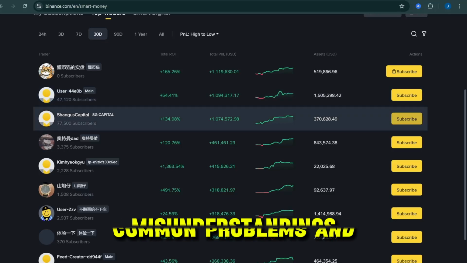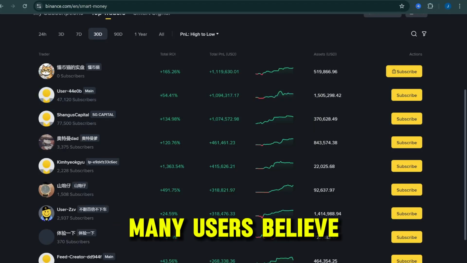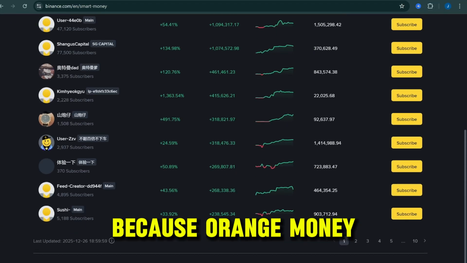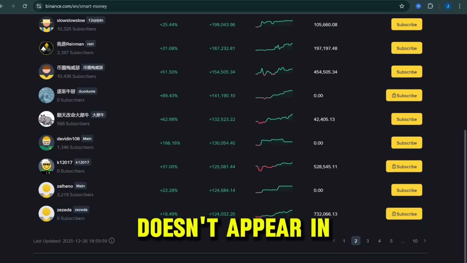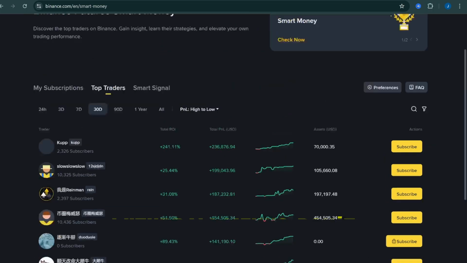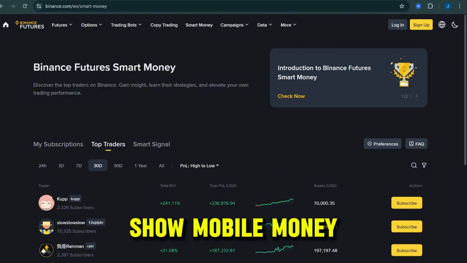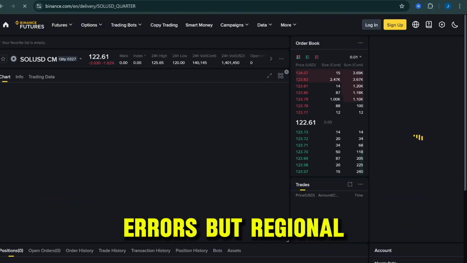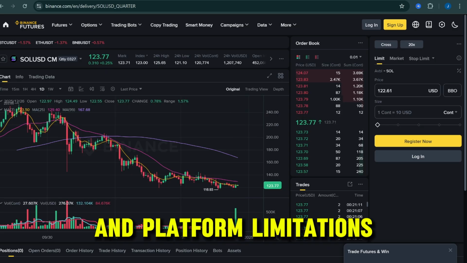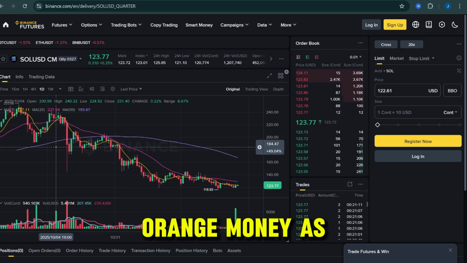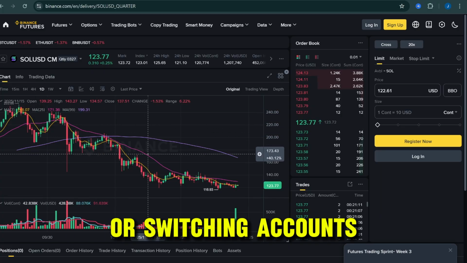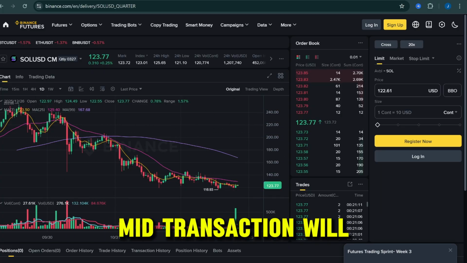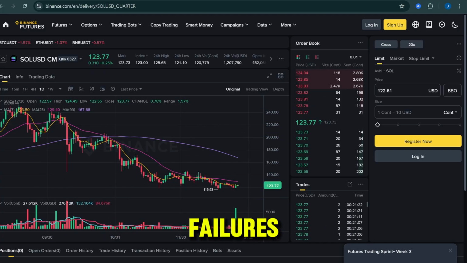Common problems and misunderstandings. Many users believe something is wrong because Orange Money doesn't appear in Binance payment options. Withdrawal menus don't show mobile money. Card payments fail unexpectedly. These are not errors, but regional and platform limitations. Trying to link Orange Money as a bank account or switching accounts mid-transaction will almost always cause failures.